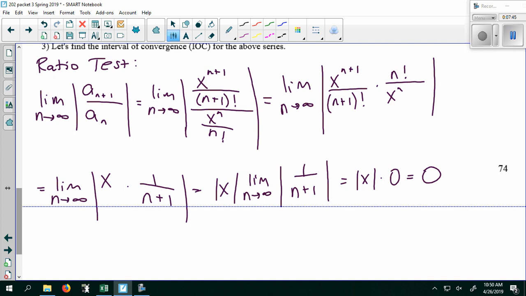So what do we look for with the ratio test? What was I hoping that limit would come out to? Something less than 1. When that limit is something less than 1, we get convergence. So it turns out that it does not matter what x is. You always get a limit less than 1. It'll always be 0. So that means that my interval of convergence is negative infinity to infinity. Or you could write negative infinity is less than x is less than infinity. It converges no matter what the value of x is.